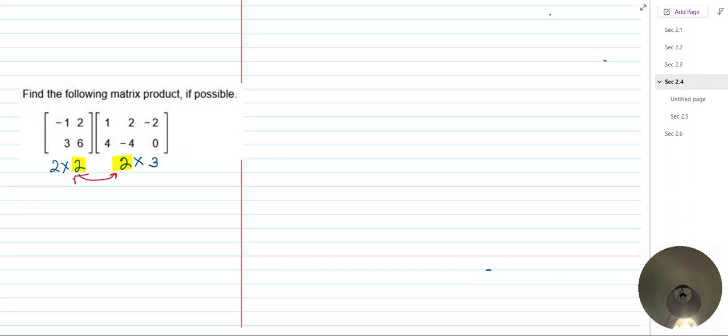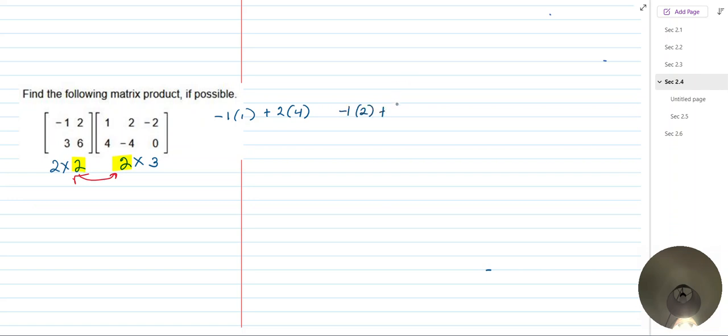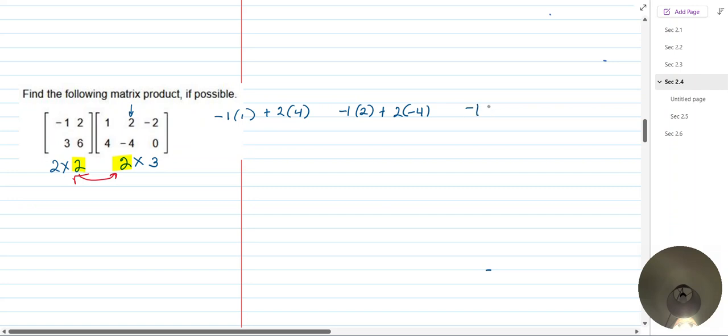All right. So we're going to have a negative 1 times a 1, a plus 2 times a 4. And then I'm going to have the same row, a negative 1 times a 2 plus a 2 times a negative 4. Because I'm going this way. Now I've got the third one. So I'm going to have a negative 1 times a negative 2 plus a 2 times a 0.